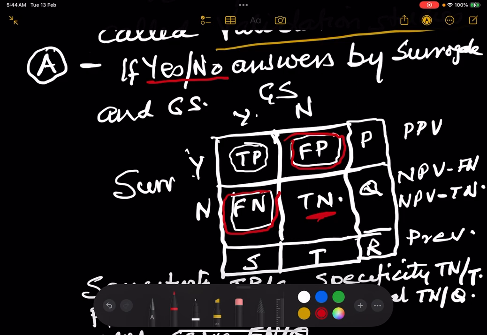Now, the positive predictive value: if the surrogate is positive and you don't have the gold standard results, the chance that he does have the disease is true positive upon P, TP upon P. And if the surrogate is negative, then the chance that he has disease is FN upon Q, and the chance that he does not have disease is TN upon Q.